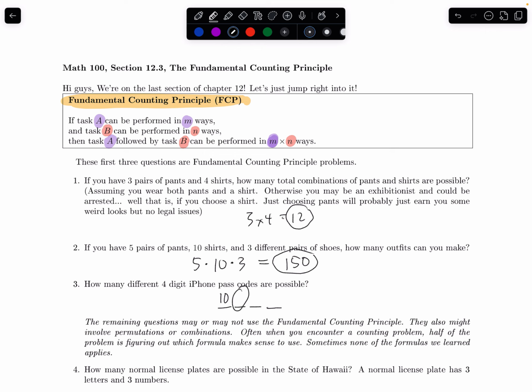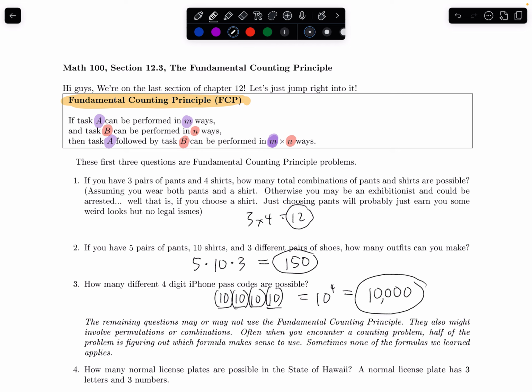Now in the second number, this time I'm allowed to repeat digits, right? So even if I chose 0 the first time, I could choose 0 again, which means in my next space I have another 10 options, and then another 10 options, and then another 10 options. So it's 10 times 10 times 10 times 10, or 10 to the 4th if you like, a condensed way of saying the same thing. The answer is 10,000, right? Because that's 4 zeros. When you multiply tens, you just count the zeros. So there are 10,000 possible iPhone passcodes.